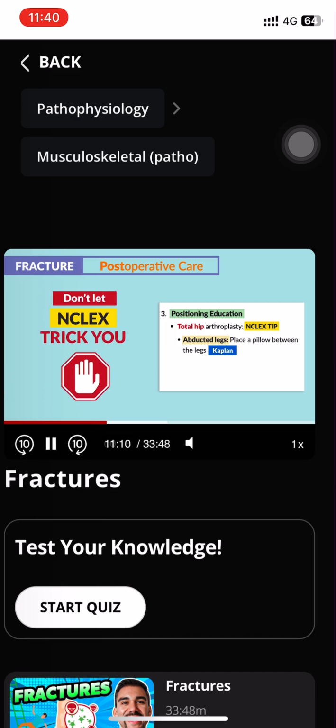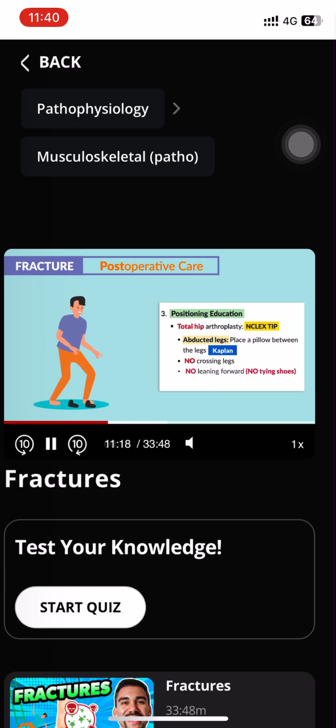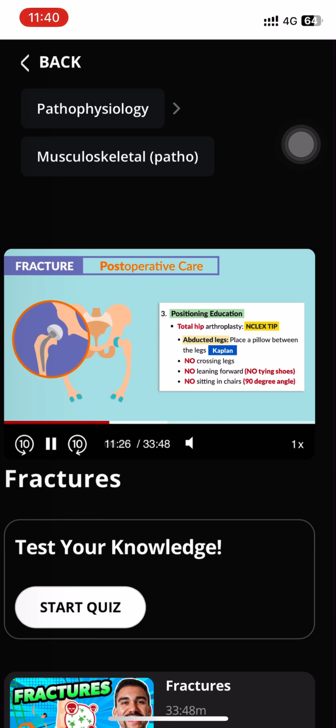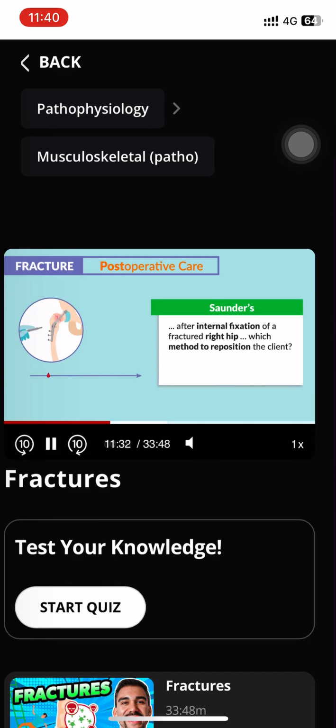So don't let the NCLEX trick you. Always abducted, away from each other. And no crossing legs, big NCLEX tip again, no leaning forward, not even to tie shoes, and no sitting in a chair that is a 90-degree angle. All of these things can push the hip out of the socket, destroying the surgical site. So Saunders mentions, after internal fixation of a fractured right hip, which method to reposition the client?